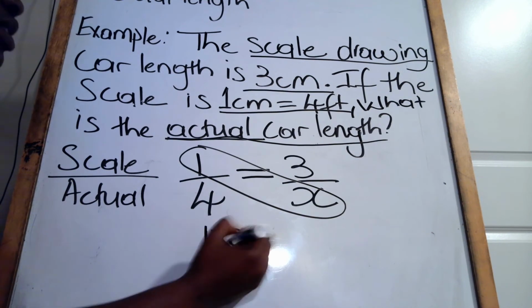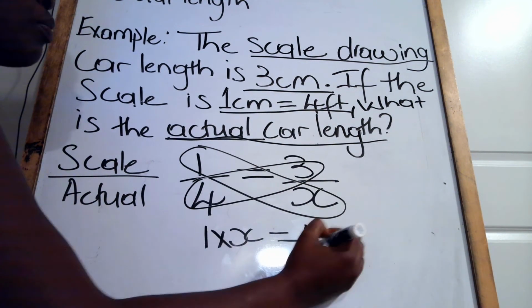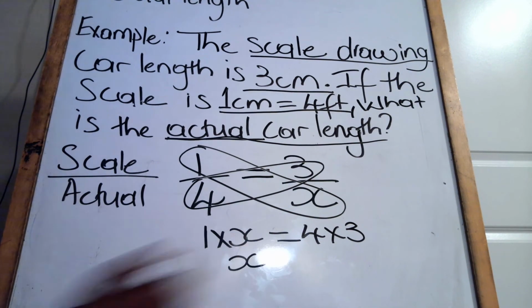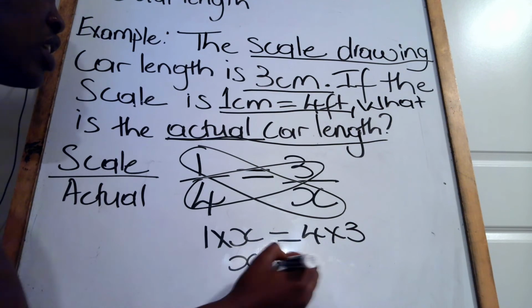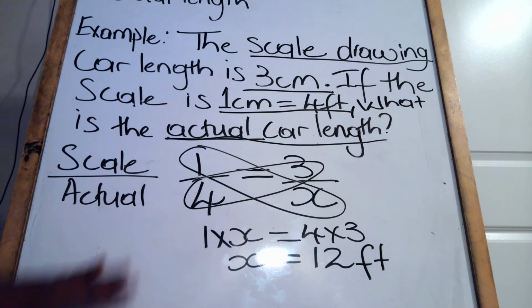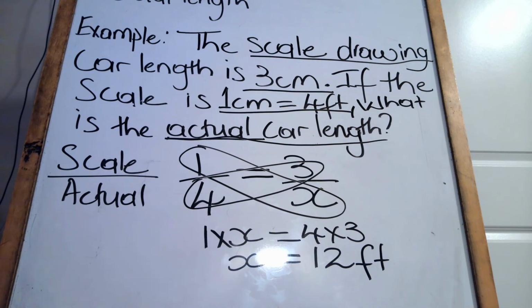1 times x is equal to 4 multiplied by 3. So we cross multiply. 1 times x is 1x, or same thing as x, which is equal to 12, and it's going to be 12 feet. Don't you leave your units. Units are very important. So it is 12 feet. So what is this saying? 3 centimeters on the car length is actually 12 feet. 3 centimeters of the car is actually 12 feet in real life. That's what it is saying.